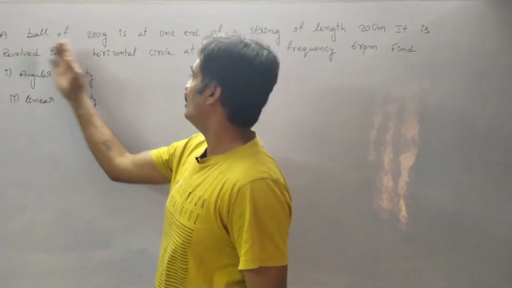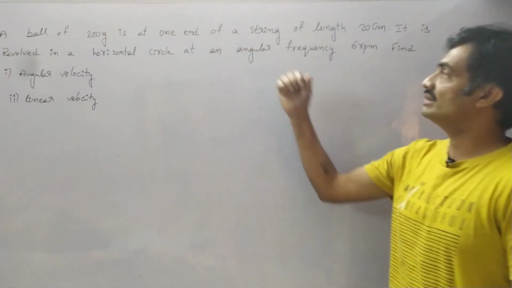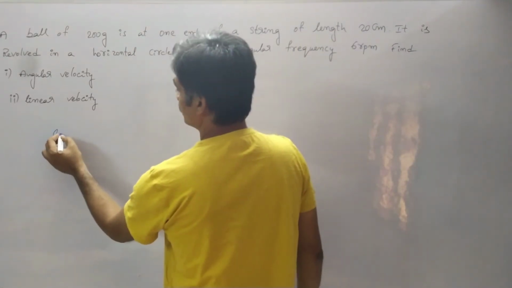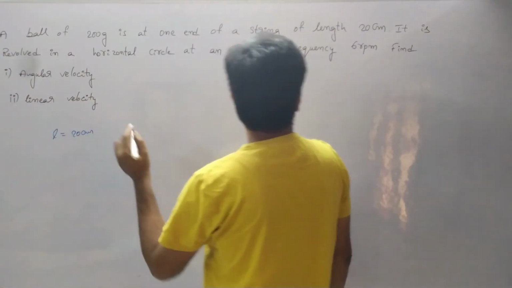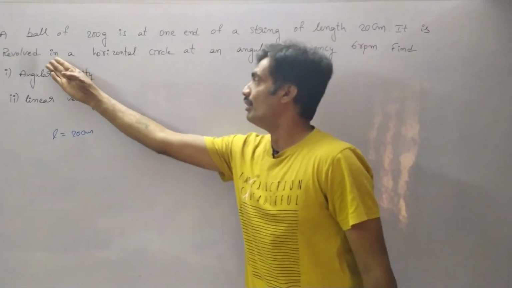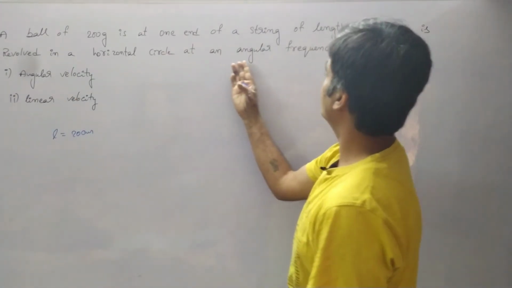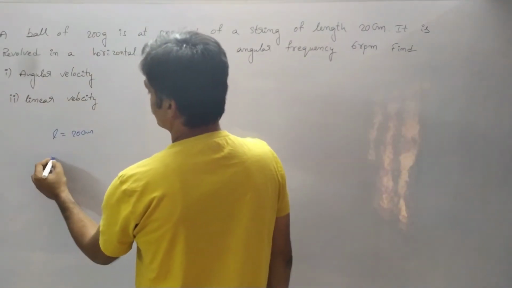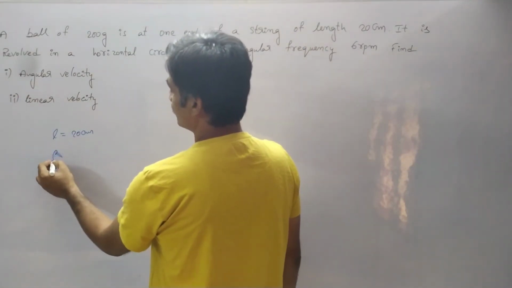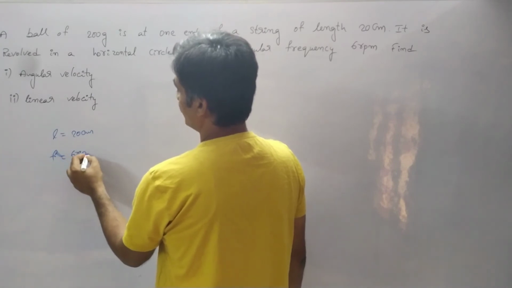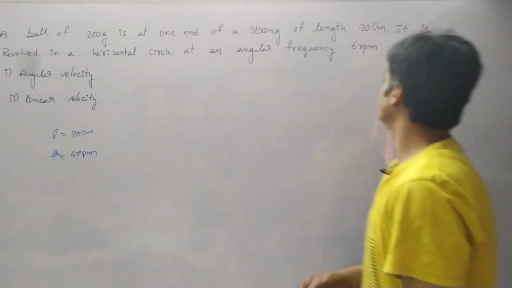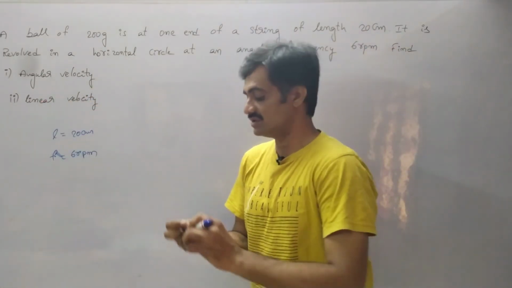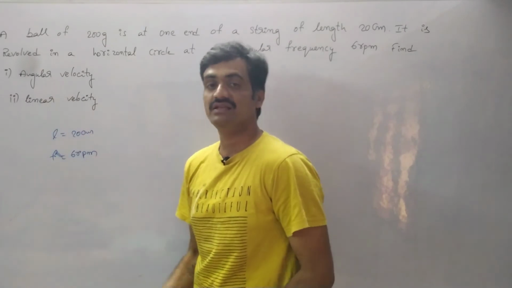The next problem is a ball of 200 gram is at one end of a string of length 20 centimeters. So here the length of the string is 20 centimeters. It is revolved in a horizontal circle at an angular frequency of 6 rpm. So angular frequency f equals 6 rpm, rotations per minute. Find angular velocity as well as linear velocity. So here we have to find angular velocity and linear velocity.